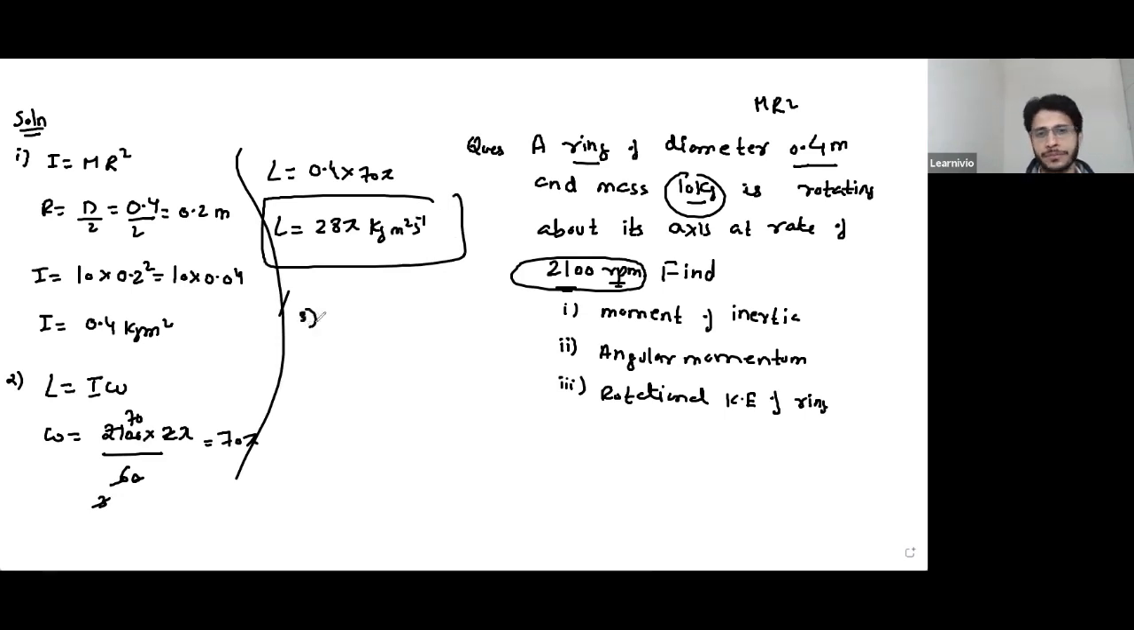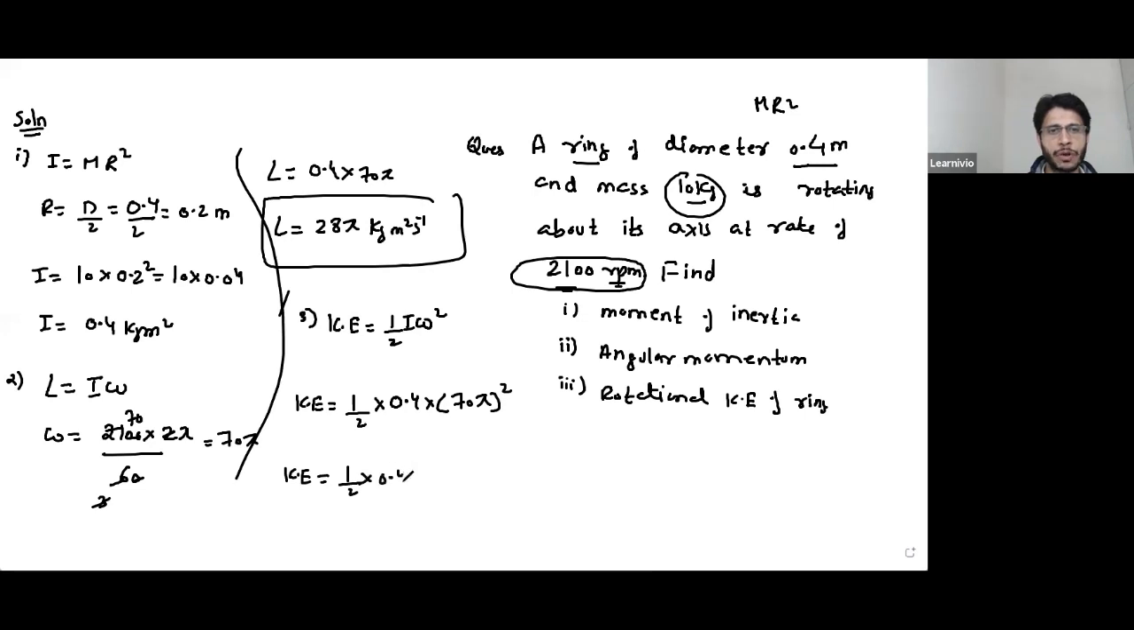The third part, you need rotational kinetic energy, which is basically half I omega square. So the rotational kinetic energy is half. Your I is the moment of inertia, which is 0.4. Omega is 70 pi, so it's 70 pi square. So the kinetic energy comes out to be half into 0.4 into 4900 pi square.